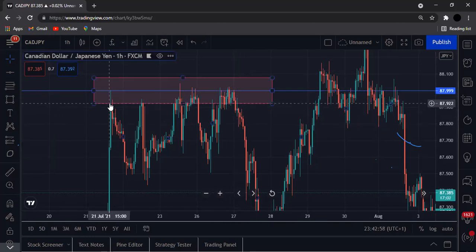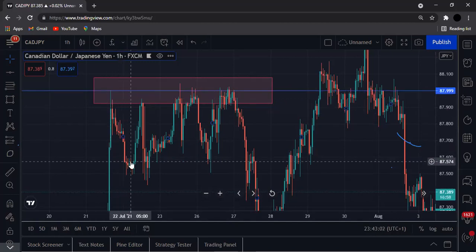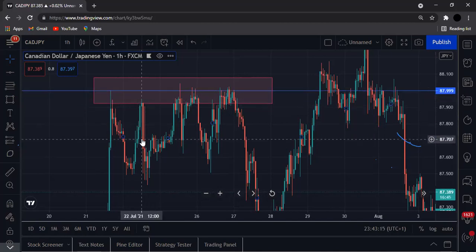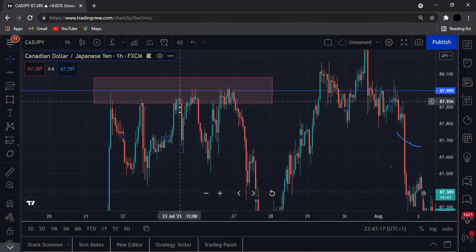You can see the first time it got to this point, tested this point, it bounced back. The second time, it almost got to that line, but it did not. I told you resistance is a region and not just a line. Yeah, it bounced back. The third time, it bounced back. The fourth, it bounced back.